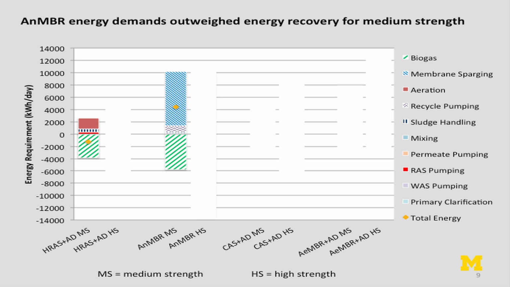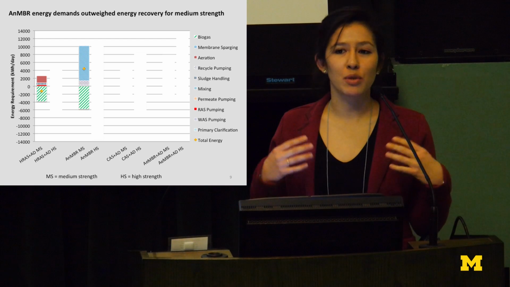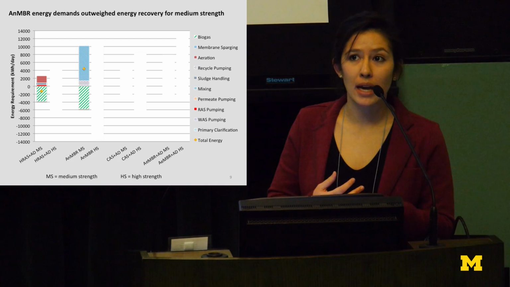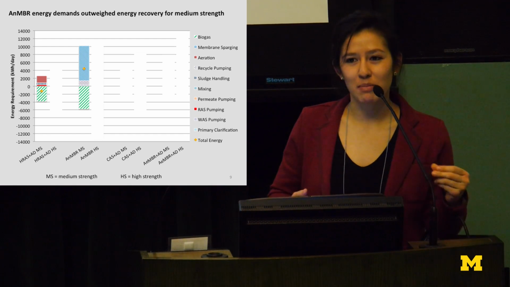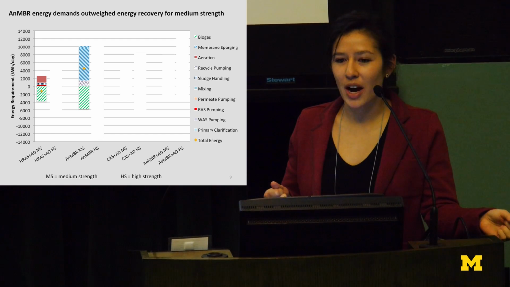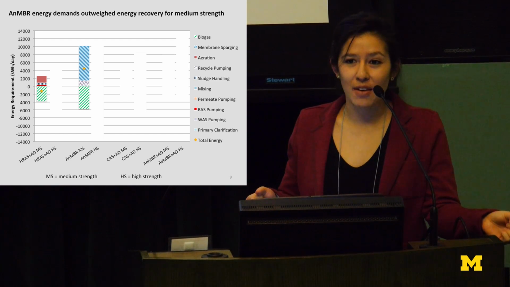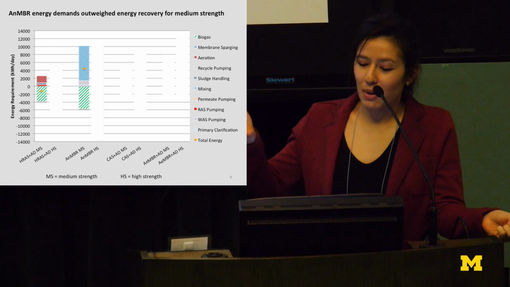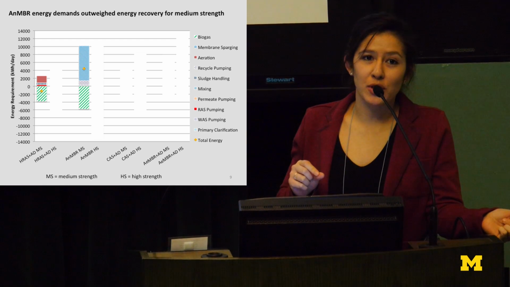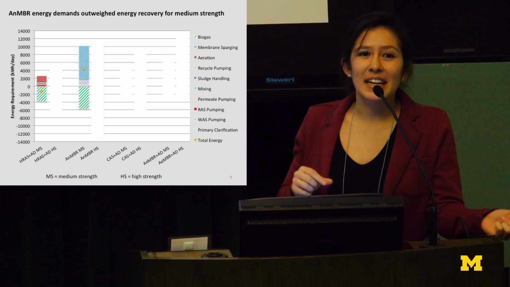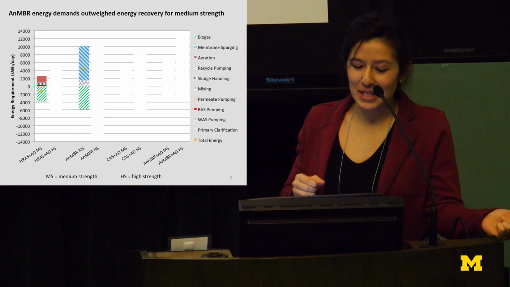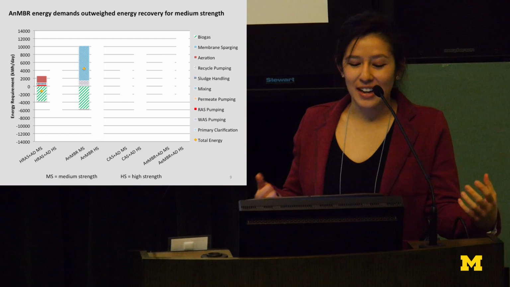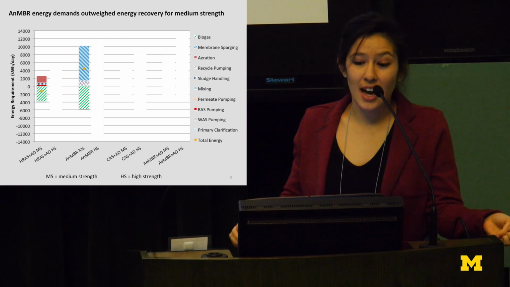So getting into our results and starting with energy, here we have a graph with energy on the y-axis, and the bars that are below 0 represent energy recovery, and the bars above are energy demands. So here we can see for the treatment of medium strength wastewater that anaerobic membrane bioreactor recovered more energy than high rate activated sludge, but it also used significantly more energy if you look at the blue bar primarily for membrane sparging or fouling control. So if we look at the net energy, which is those yellow diamonds, we see that high rate activated sludge had net energy recovery, whereas ANMBR did not.